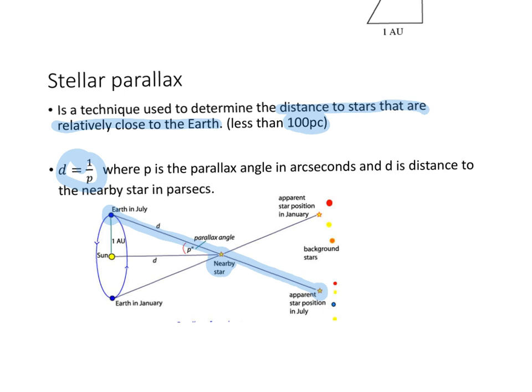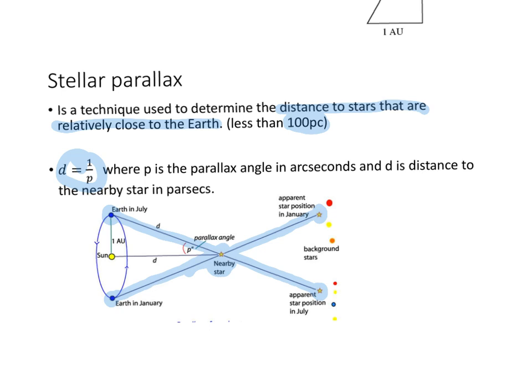Now, when the Earth moves to this position in January, for example, the nearby star, instead of appearing where it was, appears to be in this position. Now, with the lines crossed, you can see that that's where the actual star is.